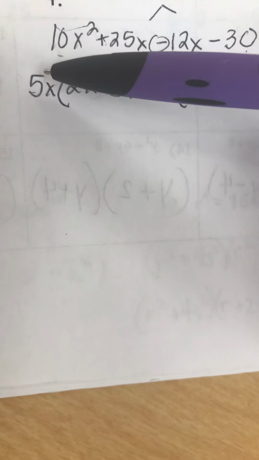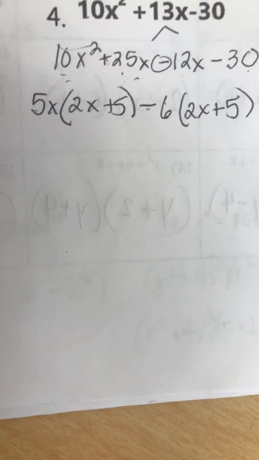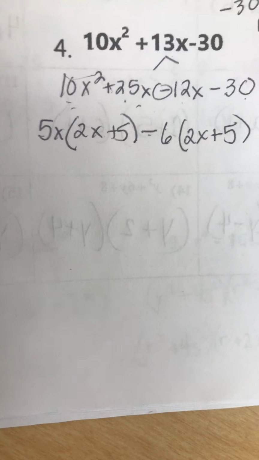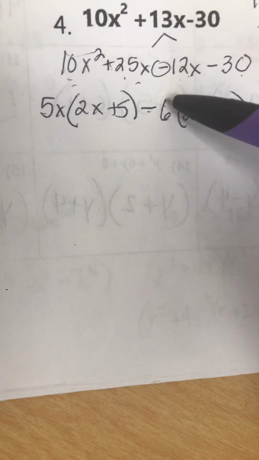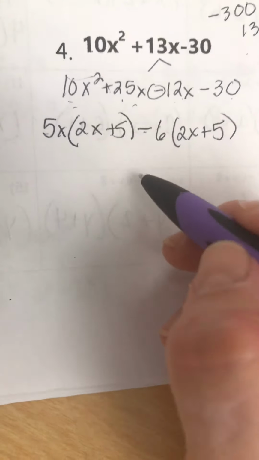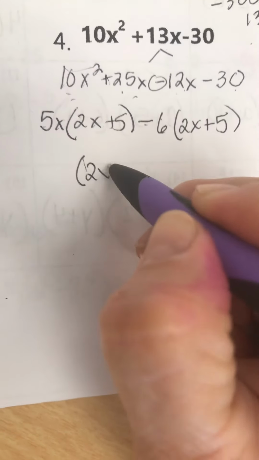If you ever question yourself, just double check by going 5x times 2x is 10x squared, and 5x times 5 is 25. Negative 6 times 2x is negative 12x. Negative 6 times 5 is negative 30. Okay, you can always check while you're going along.